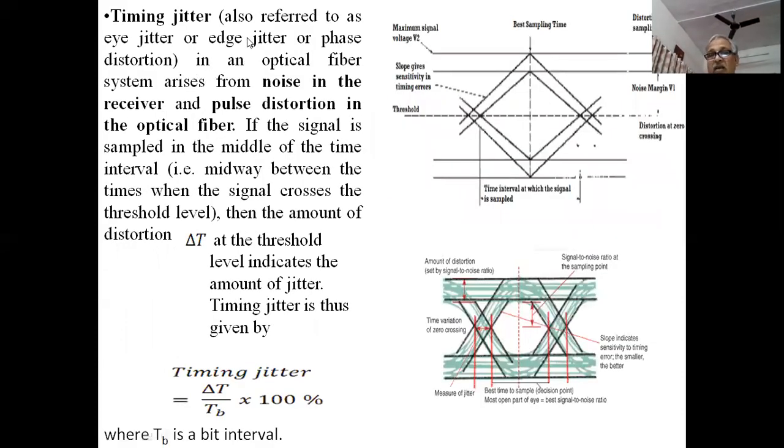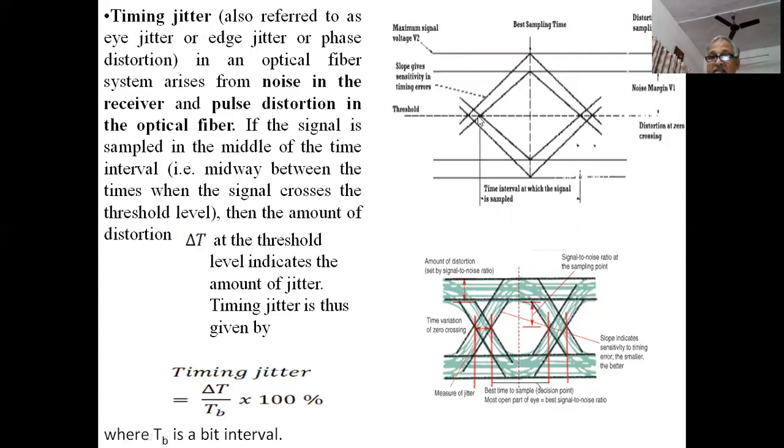Timing jitter, also referred to as eye jitter, edge jitter, or phase distortion, in an optical fiber system arises from noise in the receiver and pulse distortion in the optical fiber. Pulse distortion means intersymbol interference. If the signal is sampled in the middle of the time interval, that is midway between the times when the signal crosses the threshold level, then the amount of distortion, delta T, at the threshold level indicates the amount of jitter. This gives the amount of jitter in timing.